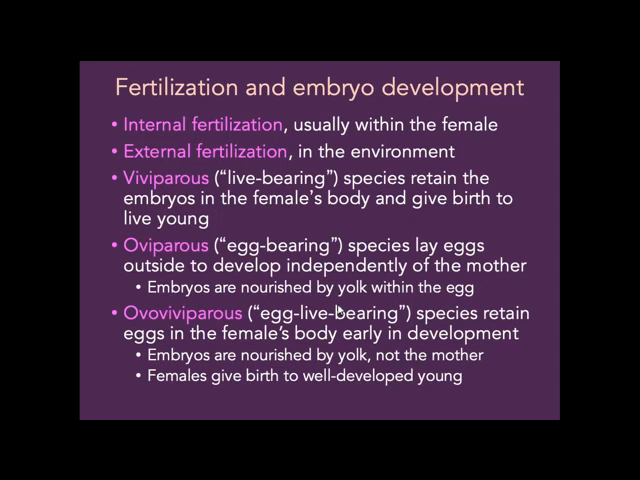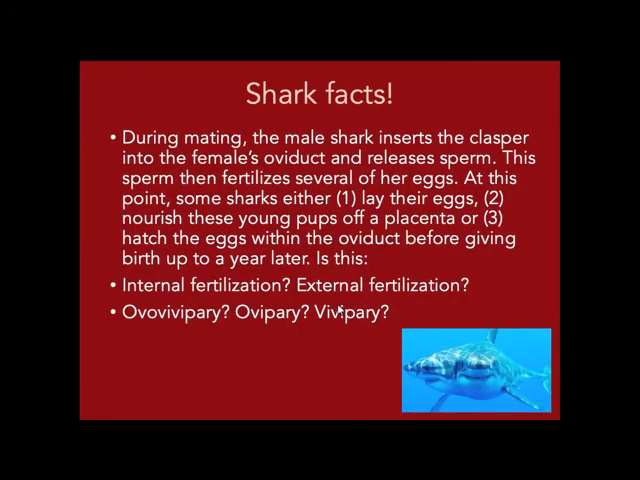All right, here are some weird shark facts. During mating, the male shark will insert the clasper into the female's oviduct and release sperm. This sperm then fertilizes several of her eggs. At this point, different things can happen in different species. In some species, the sharks will lay their eggs. In some species, the sharks will nourish these young pups off of a placenta, or in some species, they will hatch the eggs within the oviduct before giving birth up to a year later.